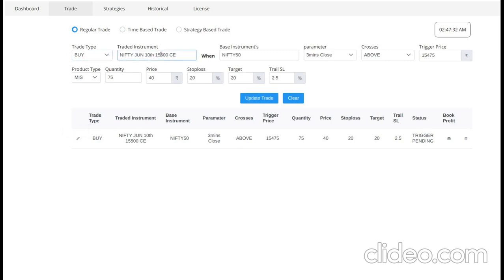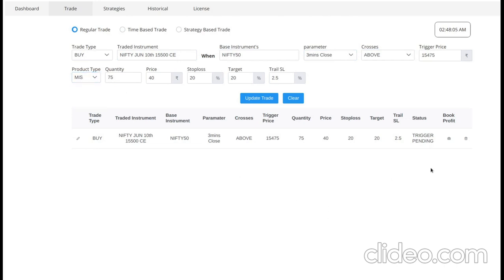So you think, okay, I don't want to buy 15,400. These parameters are fixed because that will create a lot of confusion for the software. If you want, you can change the trigger price here, and you can also change the condition and all the other parameters, except the traded instrument, the base instrument, and the parameter. So these three are not possible to change.